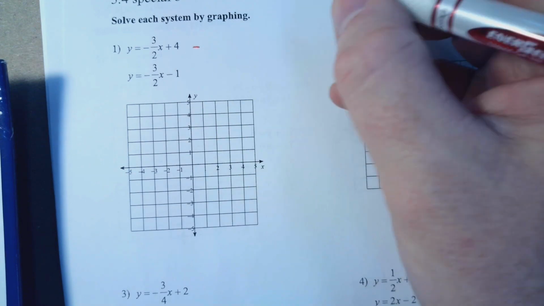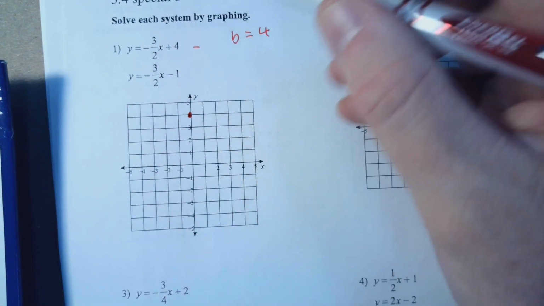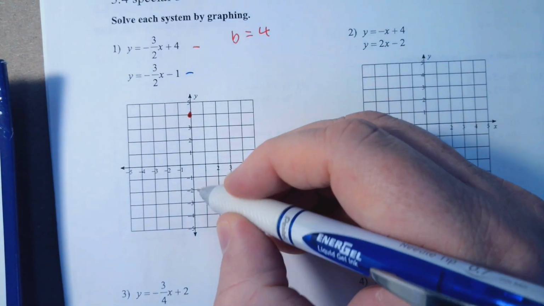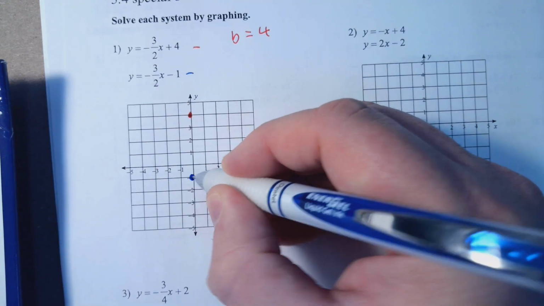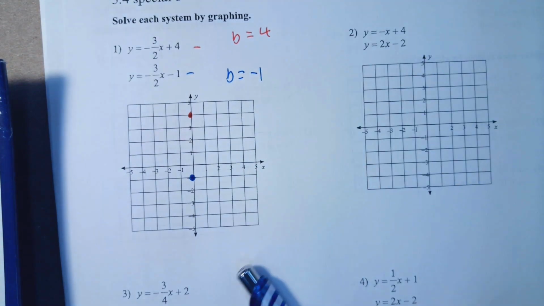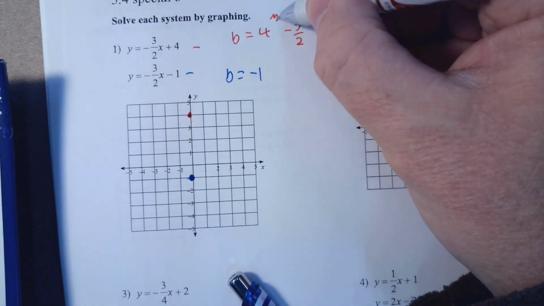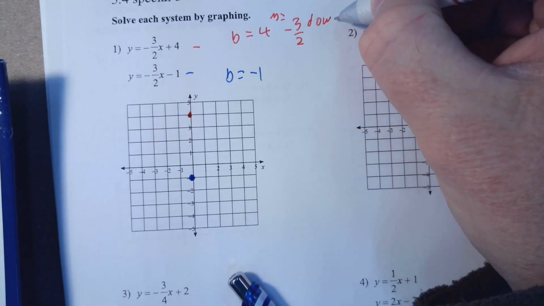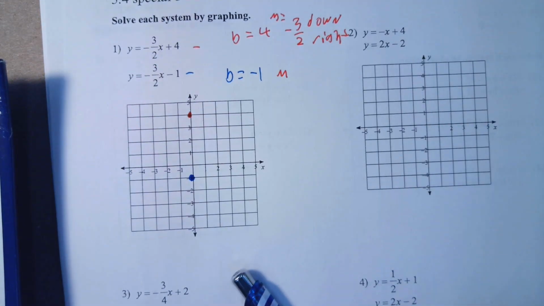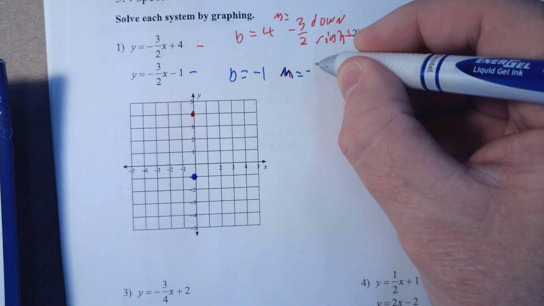So remember, this one, we start on 4, like here. And this one, we start on -1. So remember where you start. And then, of course, this one, the slope is this. So we move on this. This would be down and right. And that will work on this one. And this one would also be down and right.